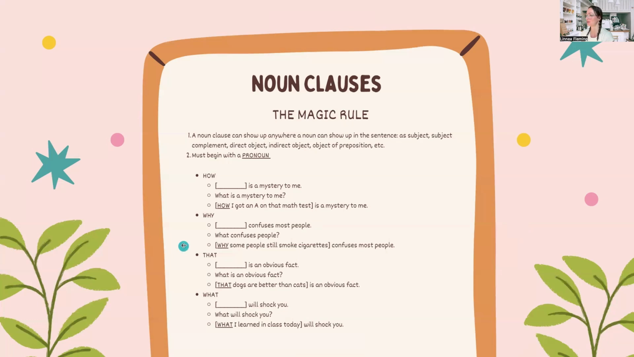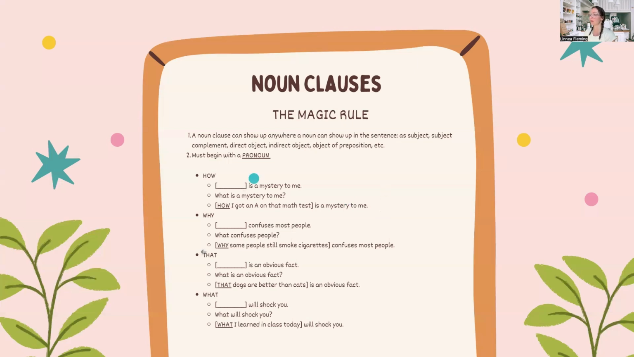So we have the pronoun why is going to initiate the noun clause. In the whole noun clause, why some people still smoke cigarettes is going to be the whole subject. It's going to replace the entire subject. And so you have this noun clause that has a subject and a verb. The subject is some people, and the verb is still smoke. And then the independent clause also has a subject and verb. The subject being this whole noun clause, and the verb being confuses.